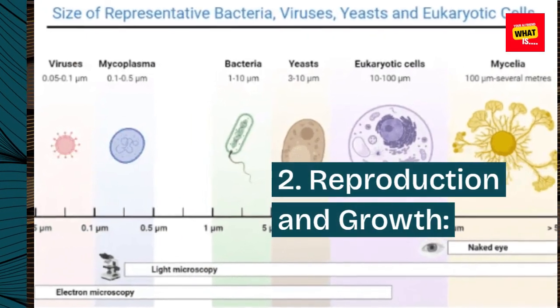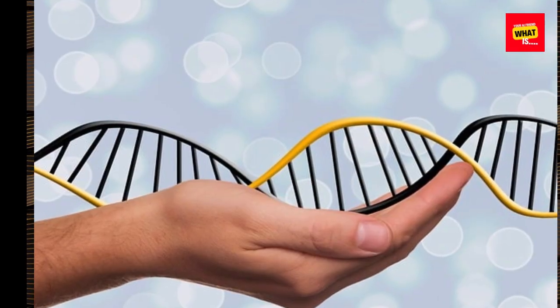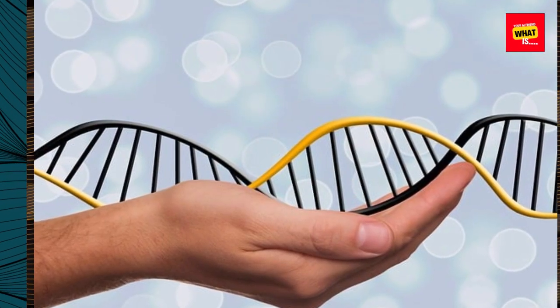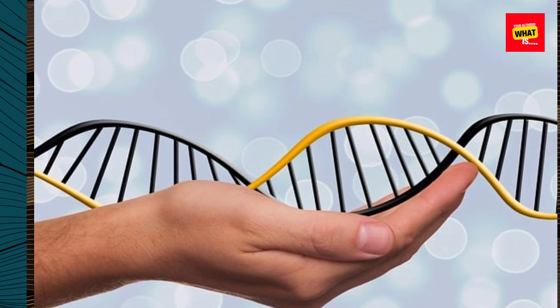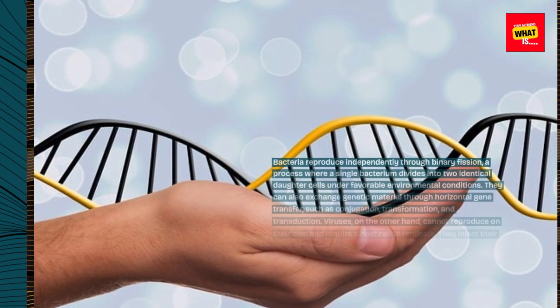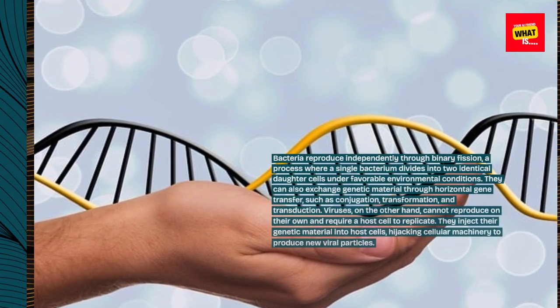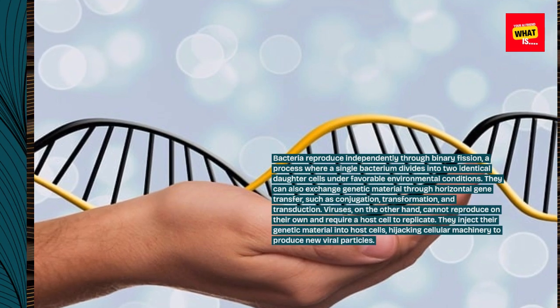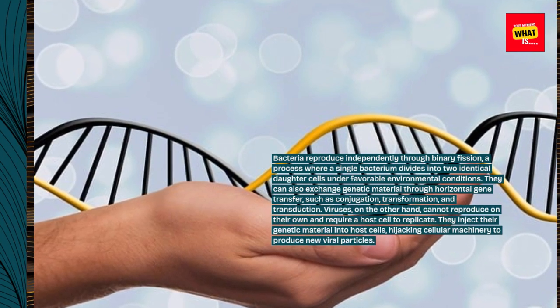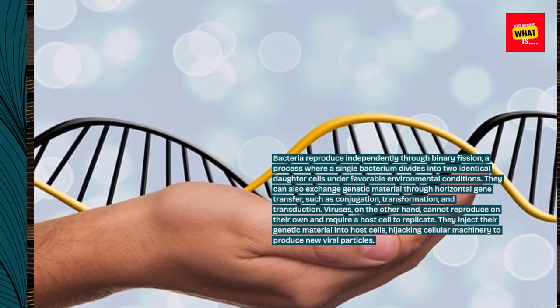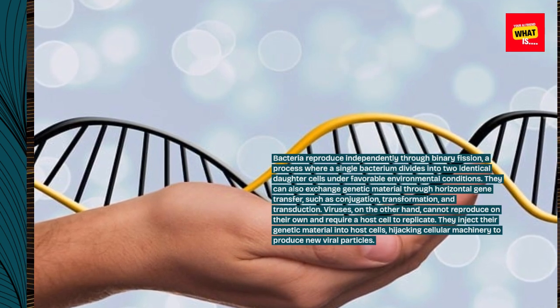2. Reproduction and growth. Bacteria reproduce independently through binary fission, a process where a single bacterium divides into two identical daughter cells under favorable environmental conditions. They can also exchange genetic material through horizontal gene transfer, such as conjugation, transformation, and transduction.